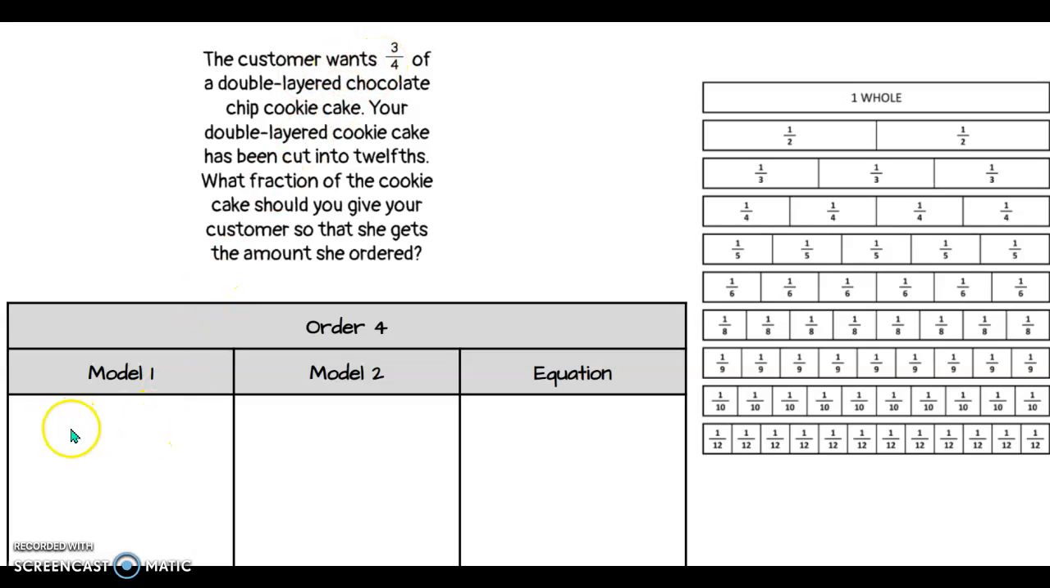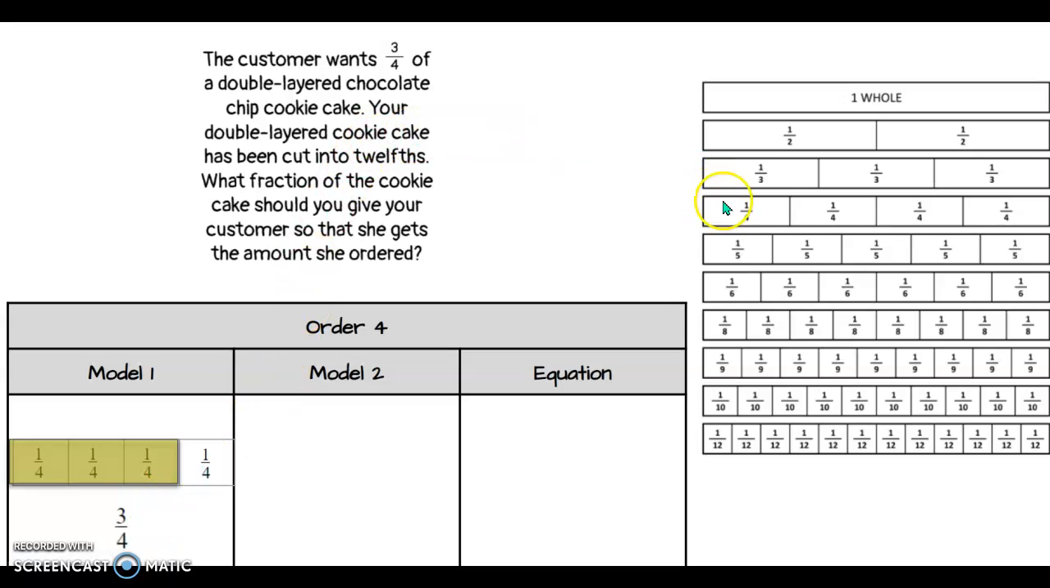So for model number 1, I'm going to draw my picture, and I'm going to cut it into 4ths. So I'm going to go end to end. I have 4 equal parts. And I'm going to label it 1/4, 1/4, 1/4, 1/4. But my customer doesn't want 1/4, she wants 3/4. So I'm going to color in 1/4, 2/4, 3/4. And of course, I'm going to label my picture.